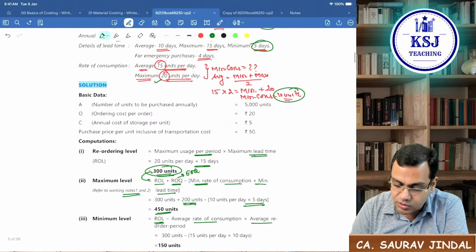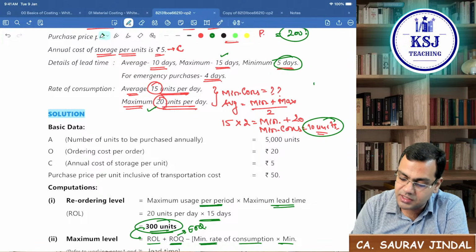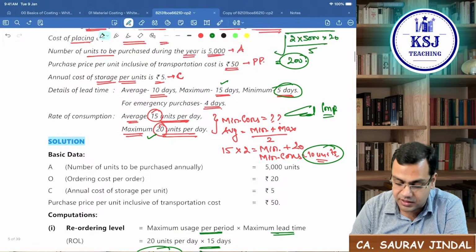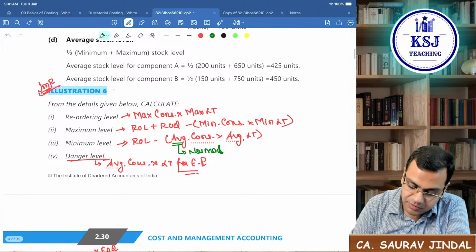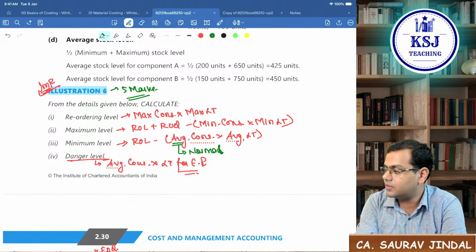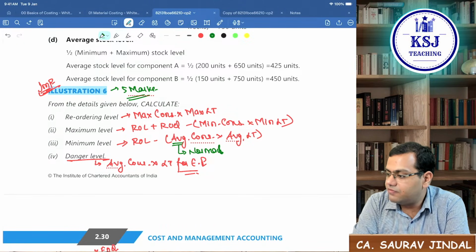Right. So in this question, this is the important point, that the minimum consumption is not given to you. This is the important point of this question. And this question they have asked in the examination for 5 marks, right? This is how many marks? This is your 5 marks question that they can ask. Is this clear, everyone? Can we move to the next one? Please let me know quickly if we can move to the next one.